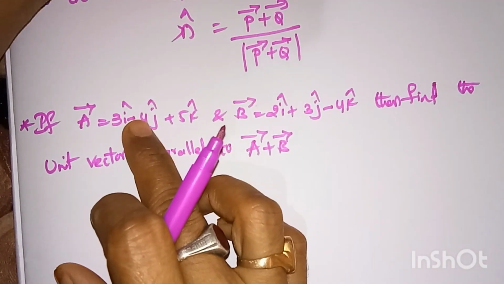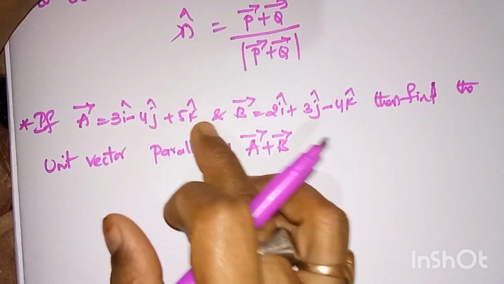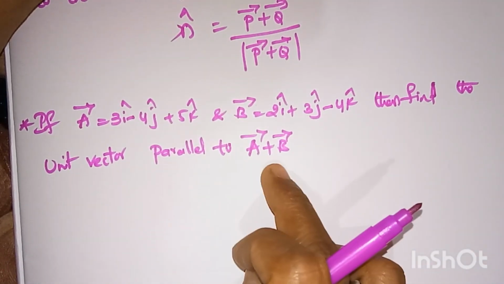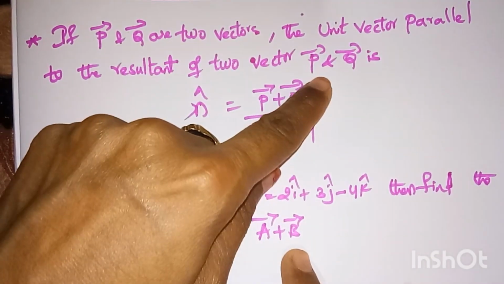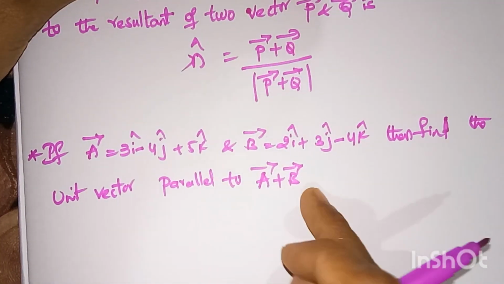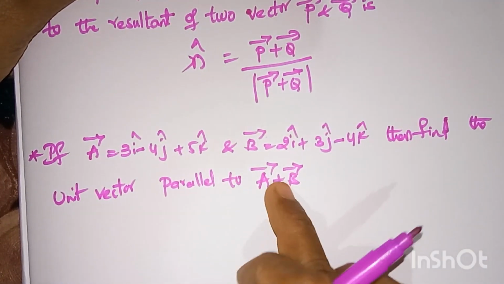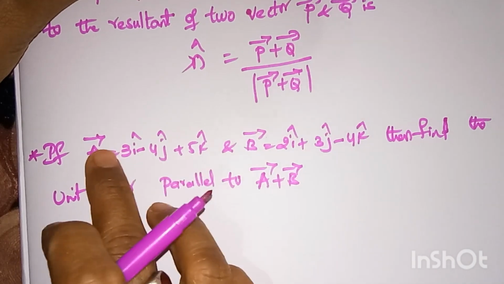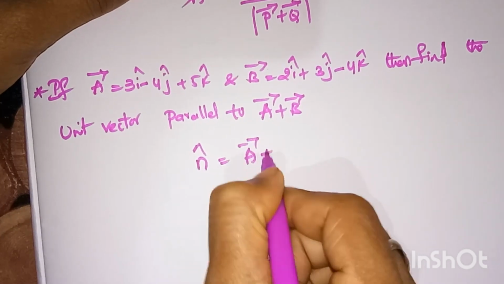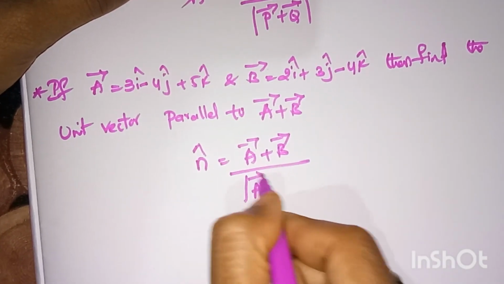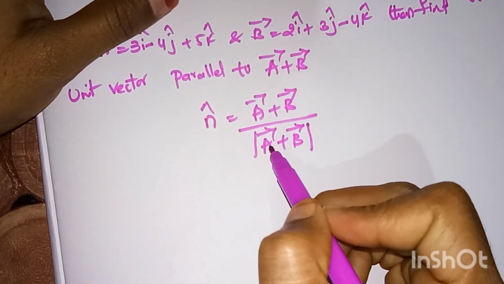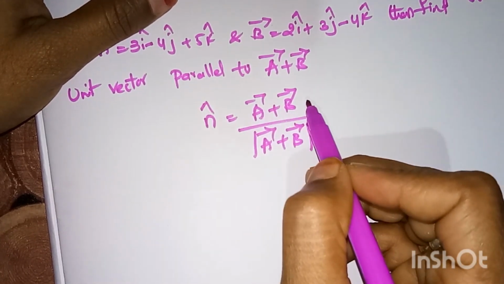If A bar equals 3i cap minus 4j cap plus 5k cap and B bar equals 2i cap plus 3j cap minus 4k cap, then find the unit vector parallel to A bar plus B bar. So the unit vector parallel to P bar and Q bar means P bar plus Q bar by magnitude of P bar plus Q bar. This is the same here: the unit vector parallel to A bar and B bar. So what will be the formula here? N cap equals A bar plus B bar by magnitude of A bar plus B bar. First we will calculate A bar plus B bar, then with the help of that we will find its magnitude.